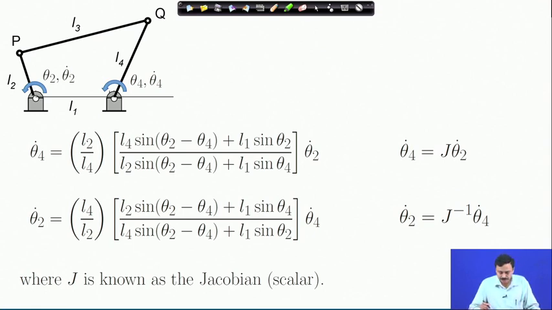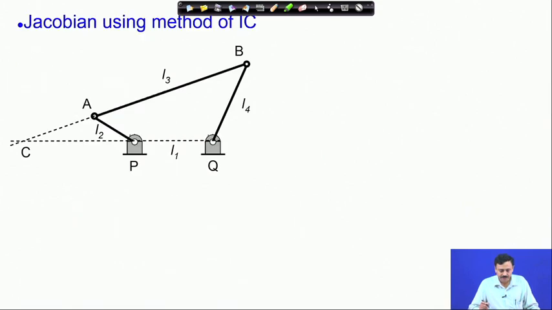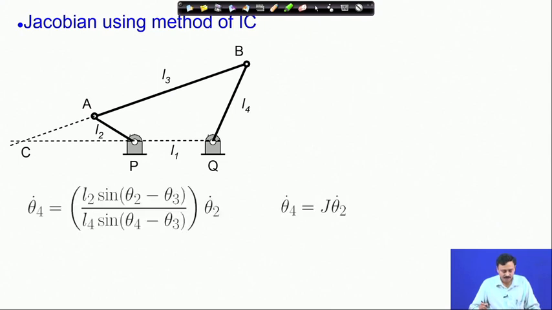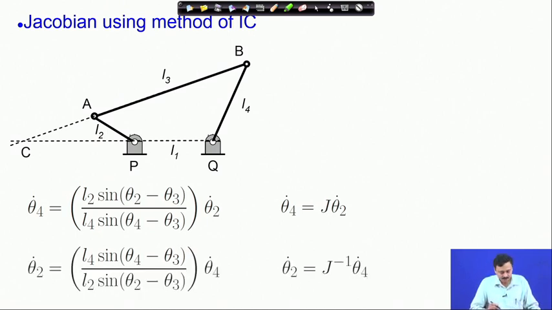So, let us compare the Jacobian obtained using the method of instantaneous center of rotation. You remember that theta 4 dot was related to theta 2 dot using the angles theta 2 and theta 3, and the inverse relation is also given here.